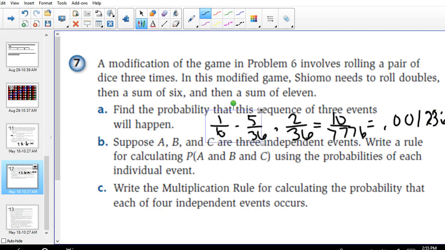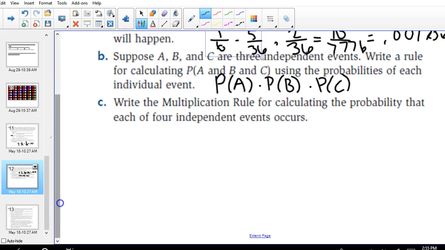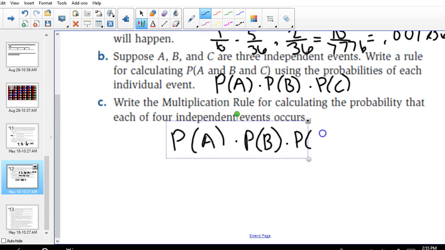So B says, suppose A, B, and C are 3 independent events. Write a rule for calculating P of A and B and C using probabilities of each event. What they're wanting you to do here is the probability of A times the probability of B times the probability of C. Okay. And if you're wanting to do 4 independent events, well, then you've got probability of A times probability of B times the probability of C times the probability of D.